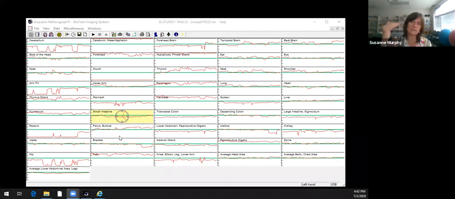So I break everything down into the different networks, and one of the forms that I'm working on is breaking down the whole body into the different networks, so you know what organs and glands are connected to different things.